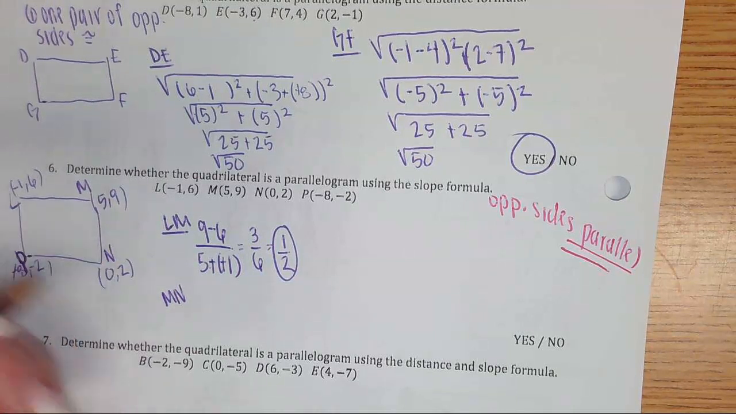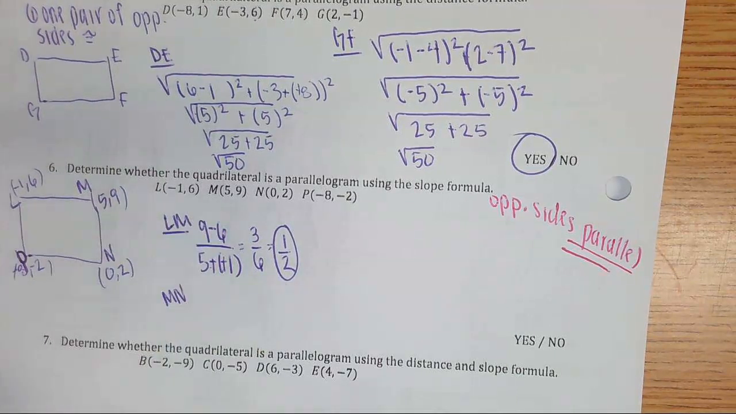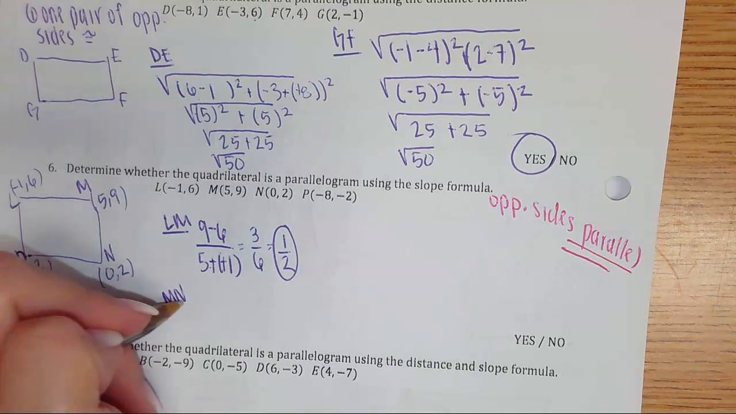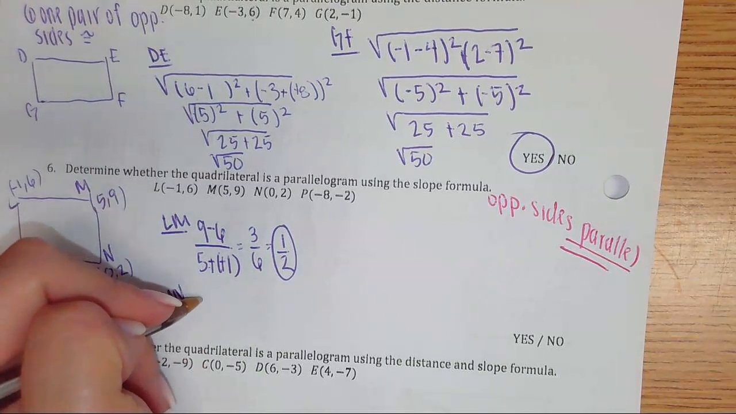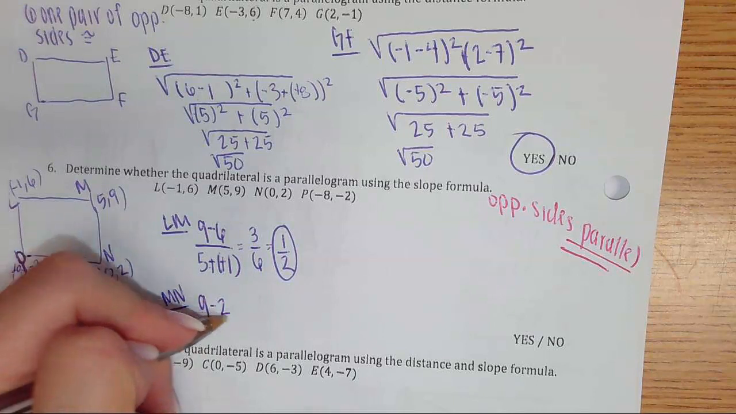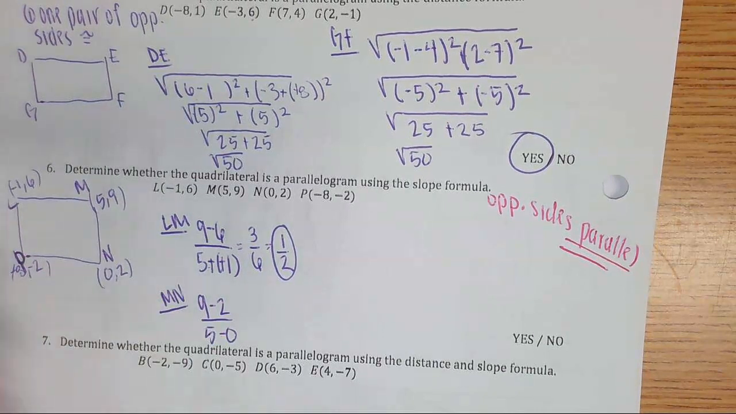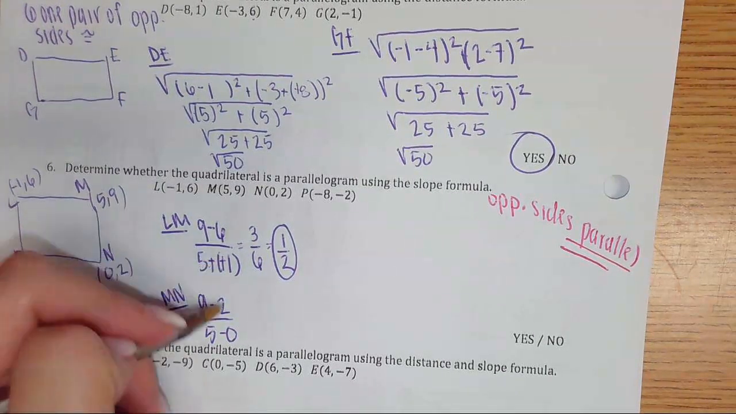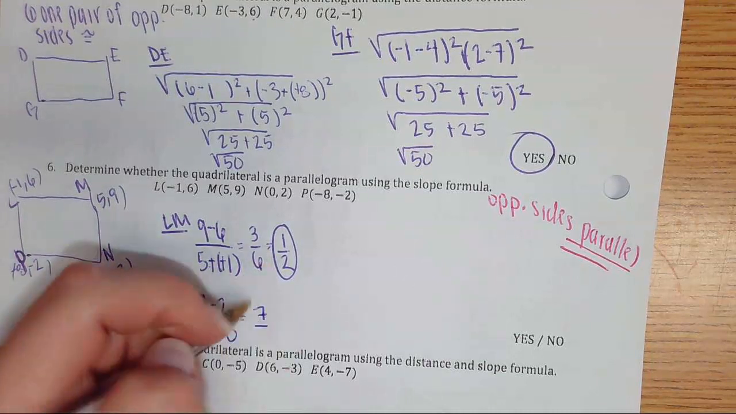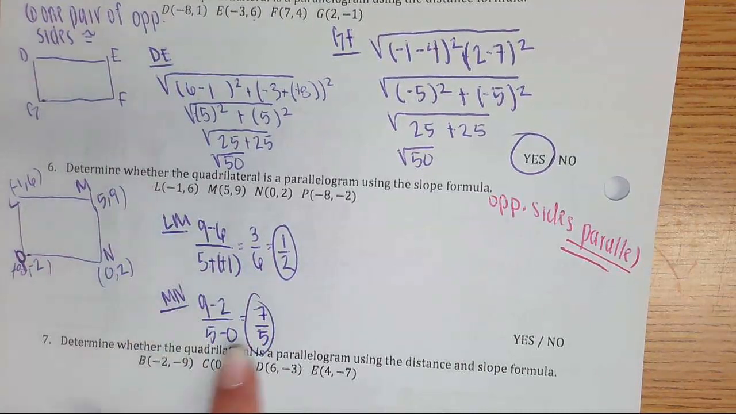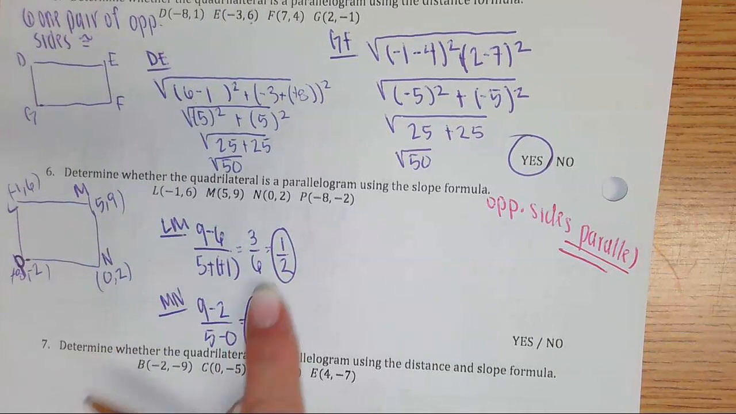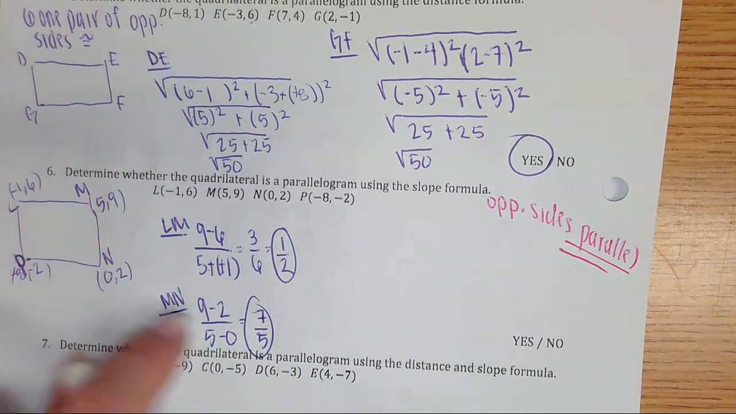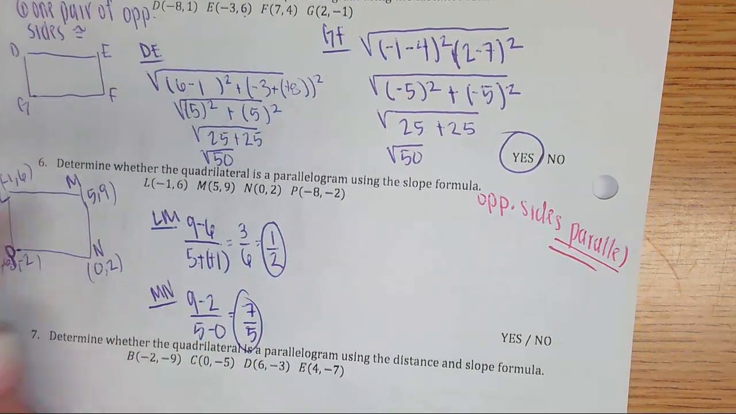This one right here. And we're not proving it's a rectangle, so they don't need to be perpendicular or opposite reciprocals. But we are going to do 9 minus 2 over 5 minus 0 from the M and the N points, right? And we're going to get 7 over 5. Okay, so different slopes right here, but that's okay because they're not the opposite ones.